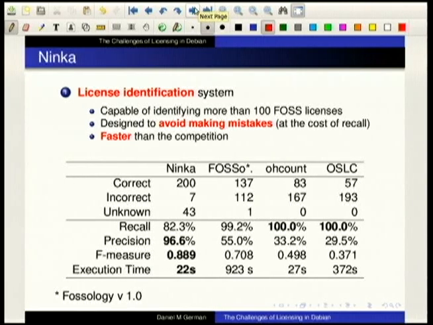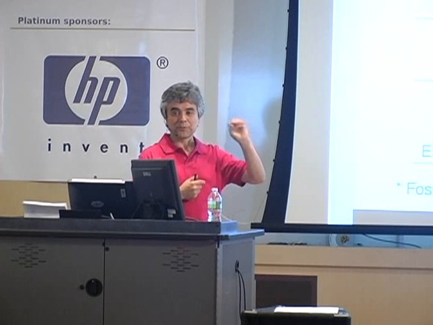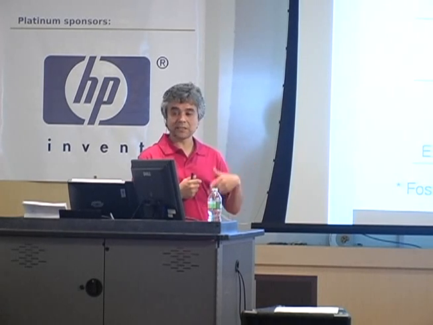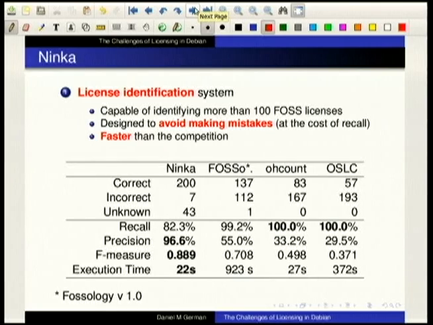So Fossology, and tomorrow there will be a talk, is an integrated environment to actually do a lot of this licensing analysis. And one of the most important parts of Fossology, which has been developed by HP, is license identification, which basically you give it a file and it tells you with some probability which license it contains, or the licenses. And the problem is that Fossology was making mistakes, and it was actually not capable of saying, I don't know which license this is.